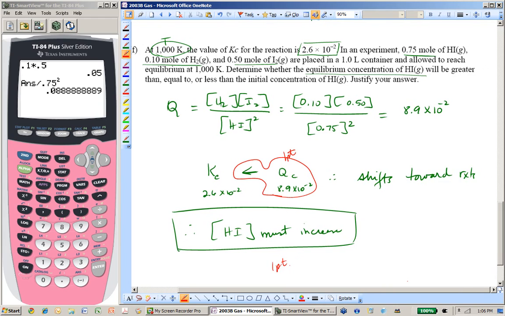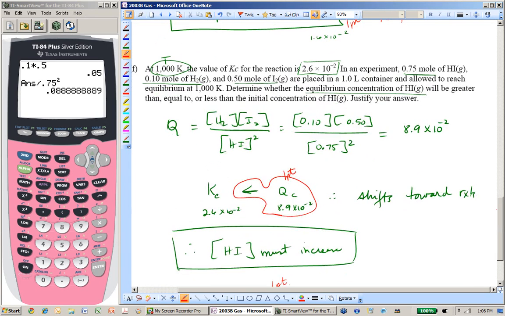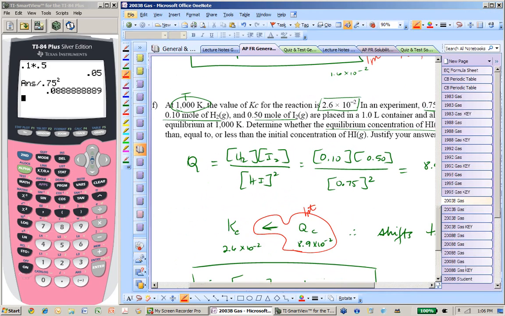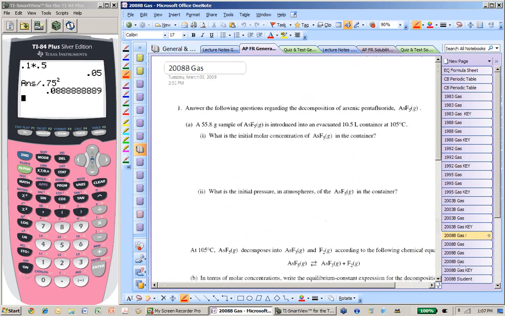Now, another way to do this is to just look at the actual math of the situation, I guess, for lack of a better phrase. If the numerator is going to increase, then the denominator has to decrease. That's another way that you can explain this once you've written out the Q expression. Because they were 0.1, 0.1, and 0.8, which 0.75 is really close to that. So you could have done it that way as well. All right. We've only got 2 more to go. How does that feel?